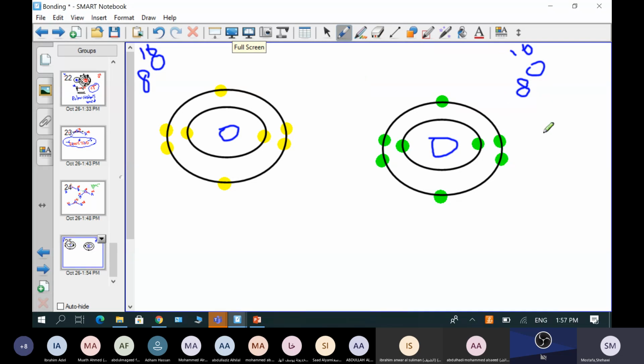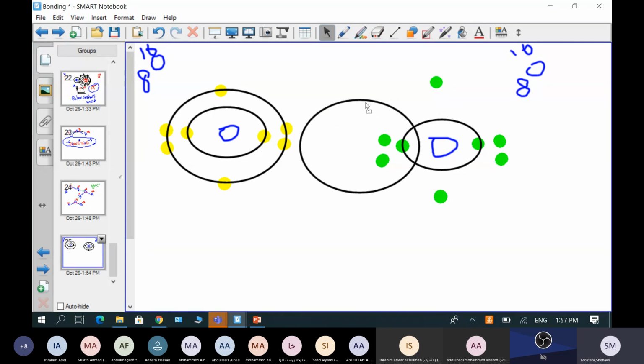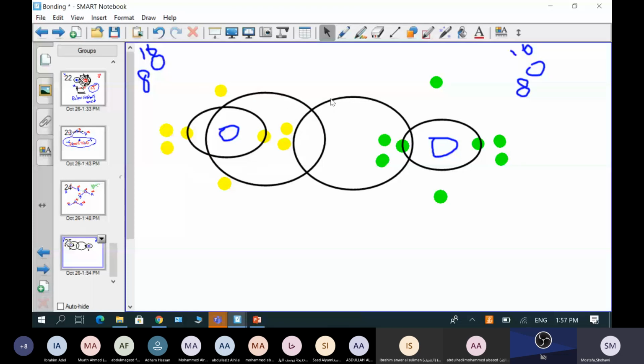What would happen? Those 2 atoms will come closer to each other, and they will share 4 electrons like this. This one will come closer to this one here, and this one will come closer here. So they will overlap, and they will share electrons. This one will share 2, and this one will share 2.